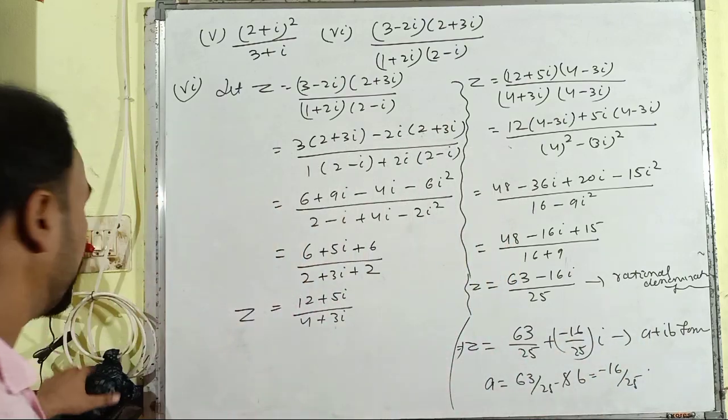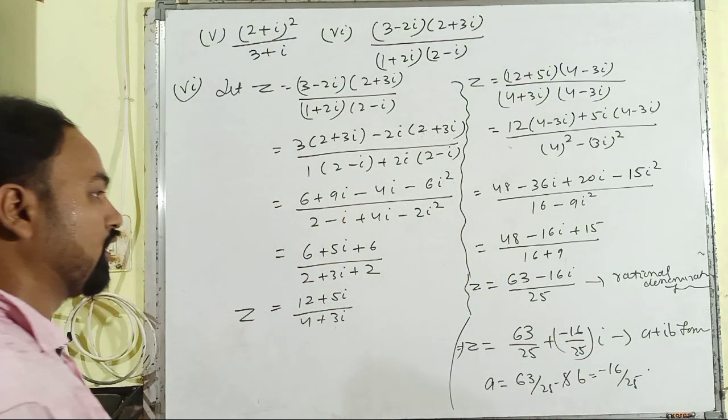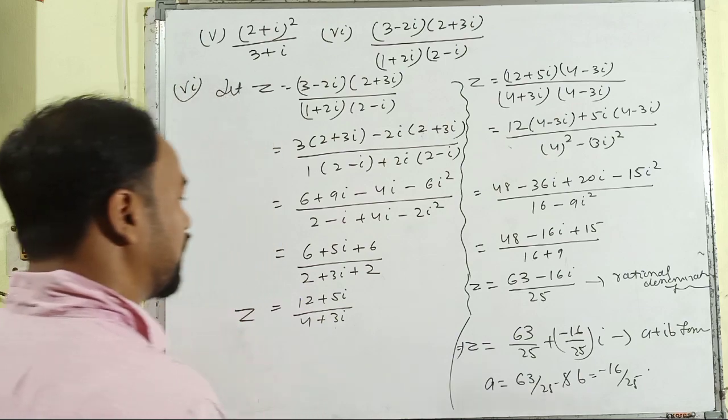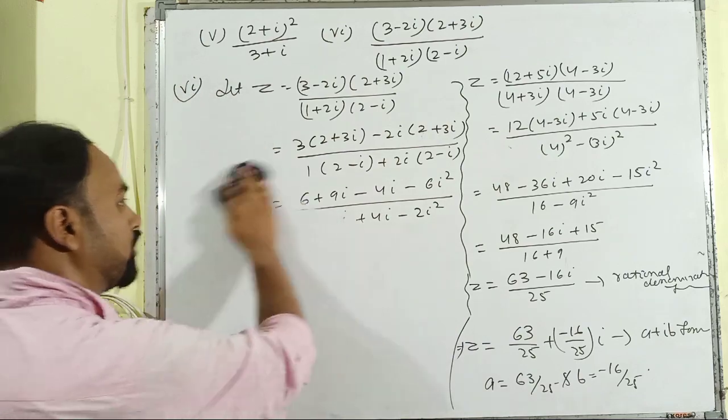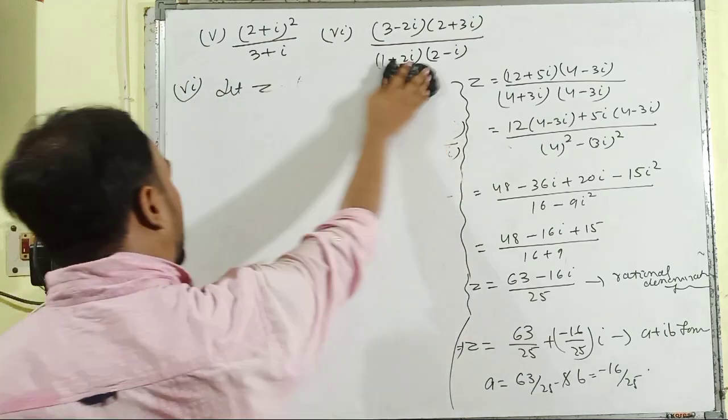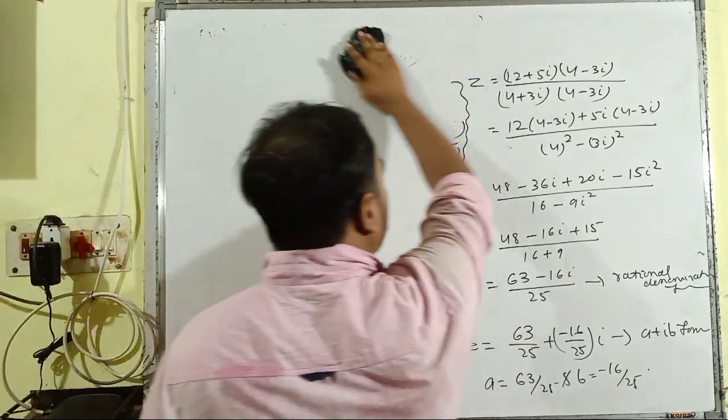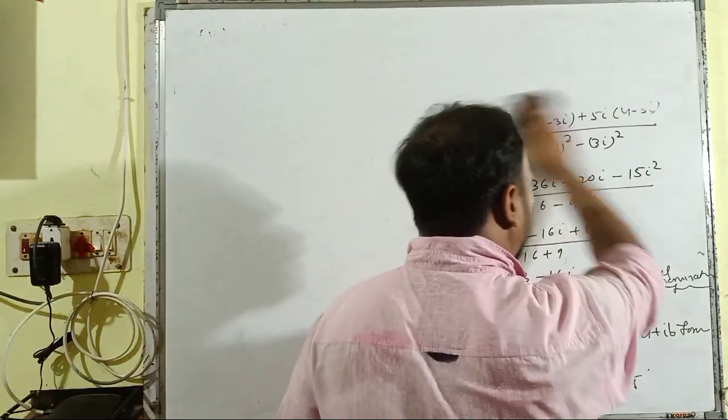So it is all about the conversion of the complex number into rational denominator form, that means the rationalization method, and also the a plus ib form. Now let us move through some more problems based upon the algebra of complex numbers.